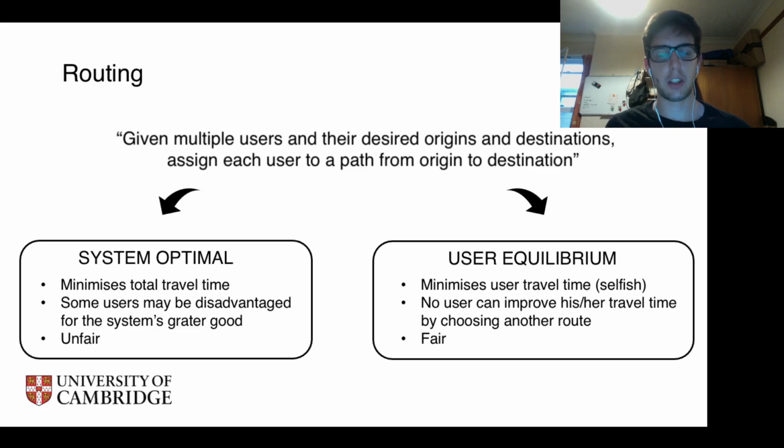The other approach, on the other hand, is user equilibrium, where users are self-interested and interested only in minimizing their own travel time. Therefore, in this formulation, no user can improve his or her travel time by choosing another route. And this is a fair approach because every user that starts from the same origin and arrives at the same destination takes the same time. For example, this is what you see when you use a commercial application like Google Maps, the user equilibrium routing. While in robotics, usually it's better to optimize for the system goal.